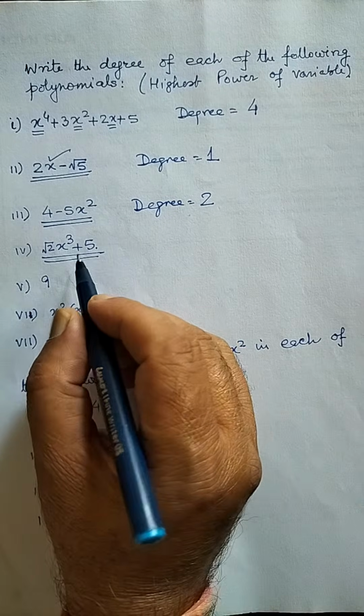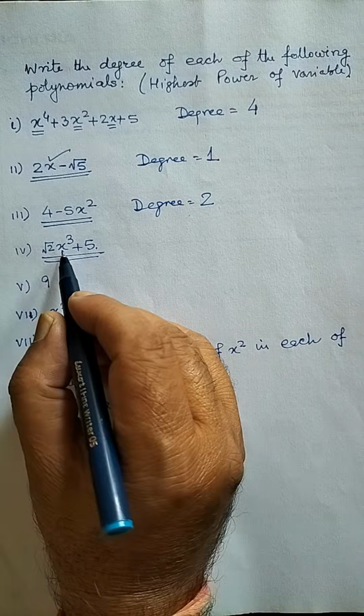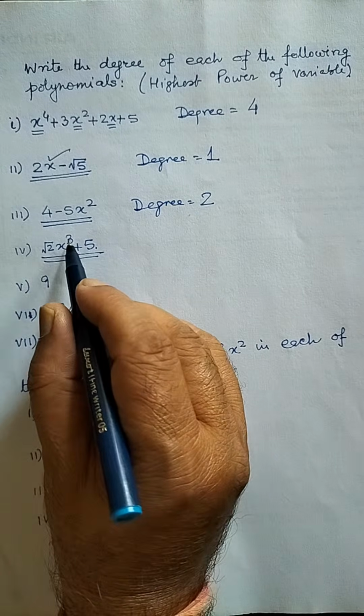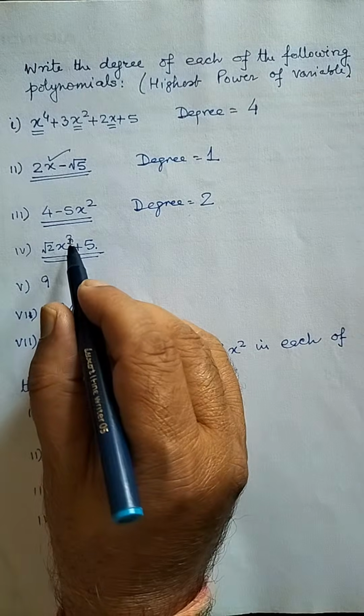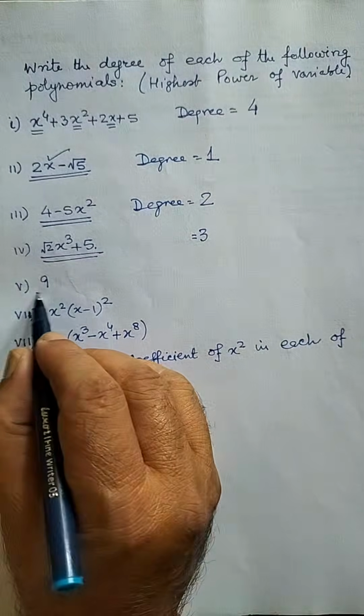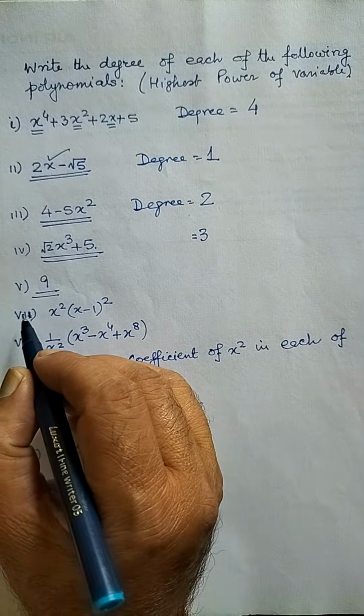Here x is the variable, irrespective of root 2. Don't bother about root 2, x cube. The highest power is 3. So the degree is 3 in this case. Fine. What about this? Yeah, this is interesting.